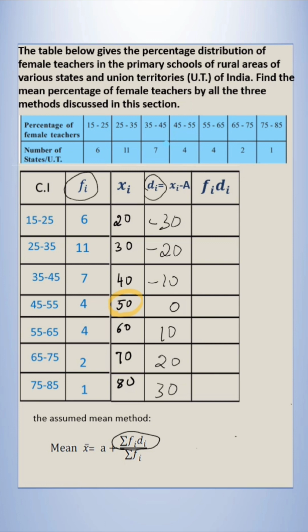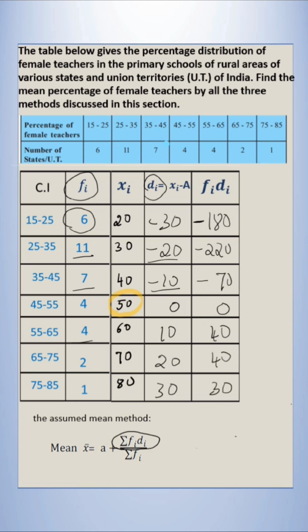6 into minus 30 is minus 180. 11 into minus 20 is minus 220. 7 into minus 10 is minus 70. This is 0. 4 into 10 is 40. 2 into 20 is 40. 1 into 30 is 30.